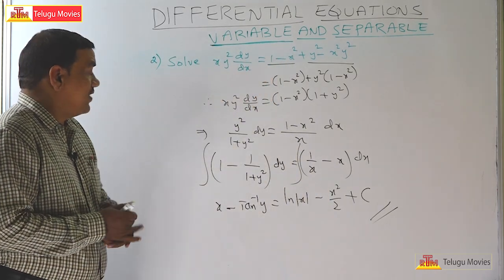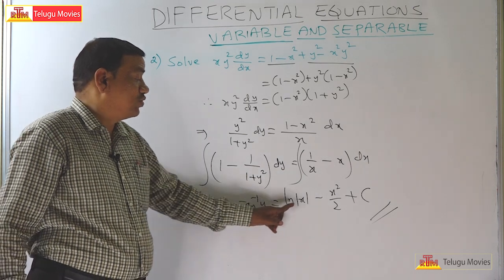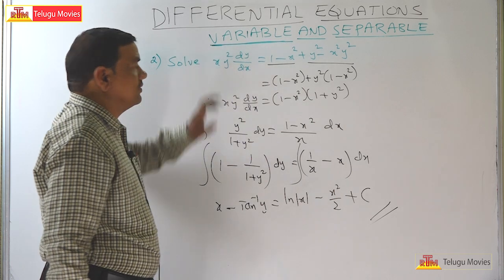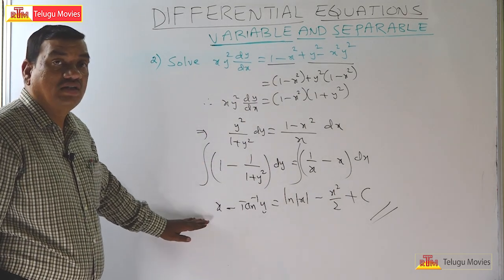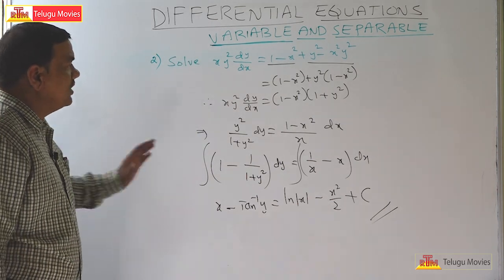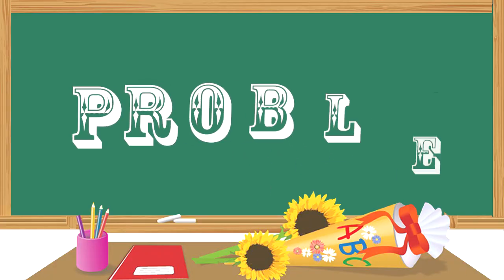So for the family of curves, that is y minus tan inverse of y is equal to ln x minus x square by 2 plus c. This is the solution. Understand this? So this is the family of curves. This is the general solution. Okay, now, right. So I hope that you understand this solution. Let us go for the next problem.